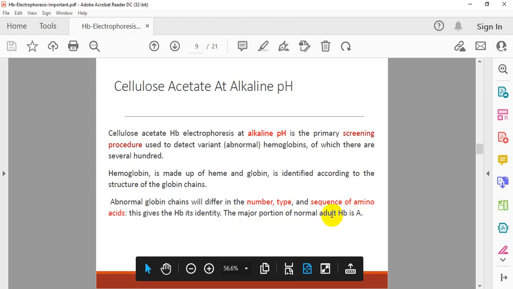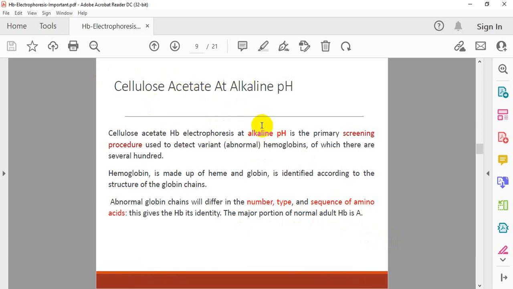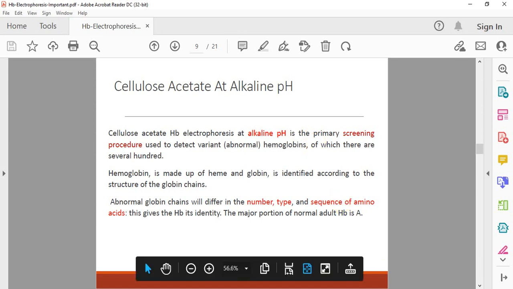That's the normal. So the cellulose acetate at alkaline pH, that's what we use for normal screening in the laboratories, in the hospital labs, and every lab that does hemoglobin electrophoresis to determine hemoglobin genotype. We use the cellulose acetate hemoglobin electrophoresis setup. That's the first line.